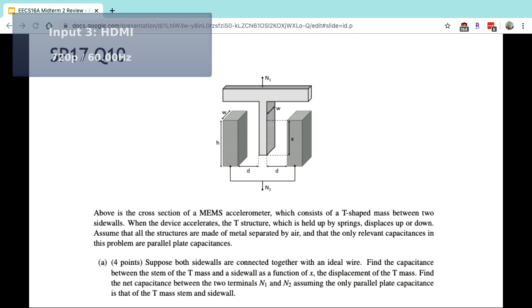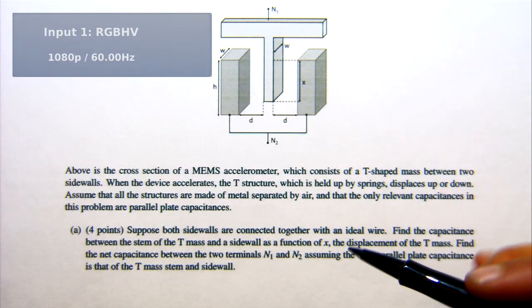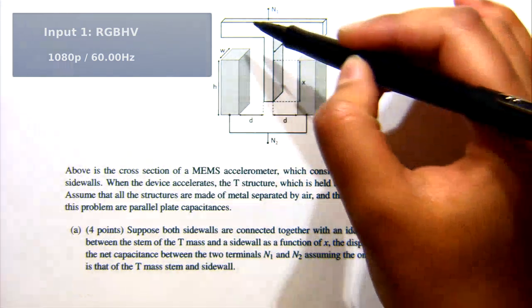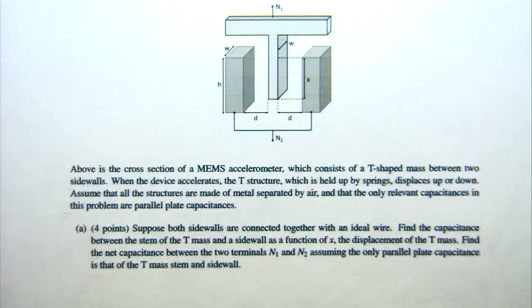And ultimately, what we're told is that there's this T-shaped device right here that moves up and down based on the acceleration. And what we are trying to do in part A is find the capacitance between the stem of the T-mass and the sidewall as a function of x. So that's our first task.